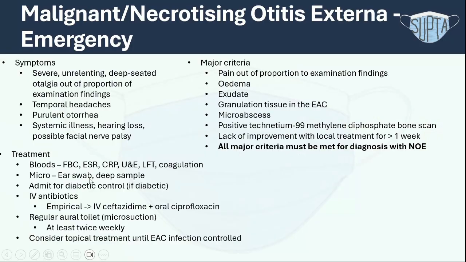So in terms of treatment, you'd want to get microbiology involved, potentially do an ear swab or a sample so that can govern which antibiotics you want to use. And you want to give IV antibiotics for this. So IV ceftazidime and oral ciprofloxacin, and regular aural toilet, which is like microsuction, which involves cleaning out all the pus and debris. And basically, it's these sorts of major criteria, and all of them have to be met before you diagnose malignant otitis externa.